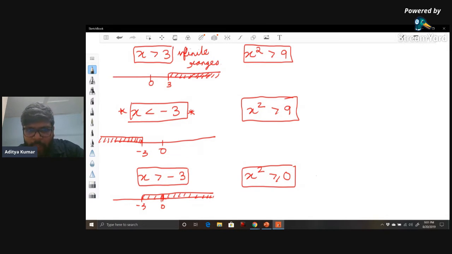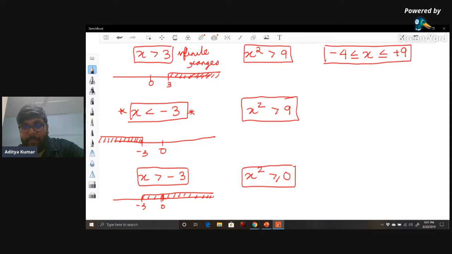Actually, instead of moving to the next bit, we'll look at an example of a question and then we'll try to get to an answer. There's something else I want to put across here. If I give you a finite inequality, say something like -4 ≤ x ≤ +9, I'm giving you a finite range. My question to you is, if x is between -4 and +9, inclusive of -4 and +9, what would be the range for x square? What would be the range for x square?